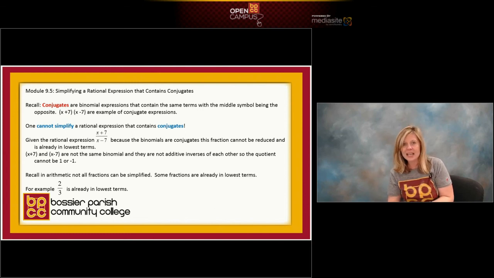So be careful when we're dealing with rational expressions. When we're dealing with algebraic fractions, if you have conjugates, you cannot reduce them. They're as low as they can go.